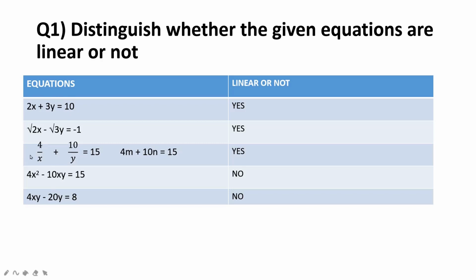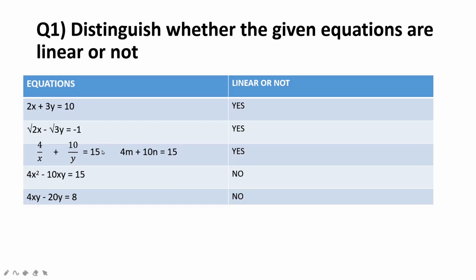If I'm saying 1 by x, I'll take as m. From 4 by x, I will take 1 by x as m. And from 10 by y, I will take 1 by y as n. So what will I get? 4m plus 10n, which is equals to 15. So you can see 4m plus 10n, which is equals to 15.